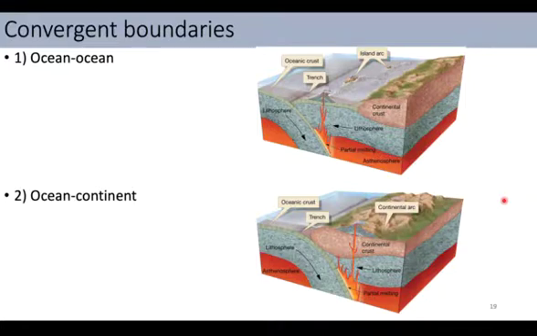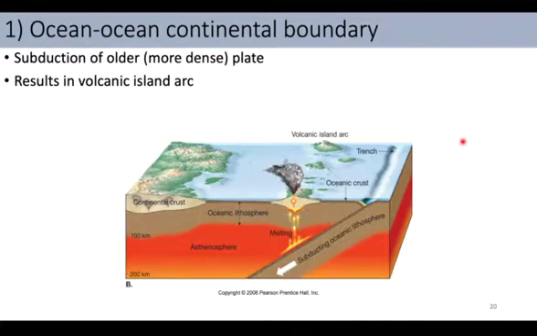So you can either have a convergent boundary made of oceanic to oceanic crust, meaning both plates that are converging are oceanic crust, so this gray here, shown here underwater. Or you can have oceanic to continental crust. So here we have oceanic lithosphere and continental lithosphere coming together at this convergent boundary. So first, let's take a look at the oceanic to oceanic convergent boundary. Excuse me, that should say convergent.